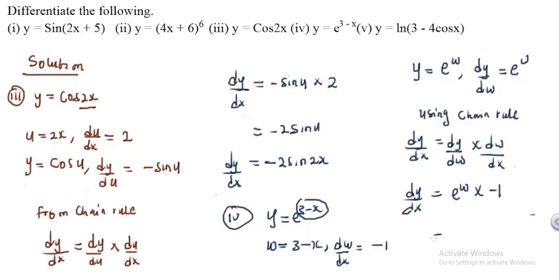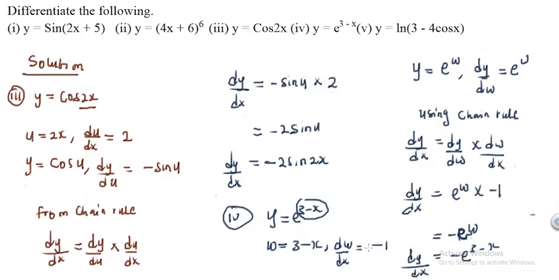Now from here, this is equal to minus 1 times e to the power of w, which is minus e to the power of w. So we can write this as, if you plug in the value of w back into this equation, it becomes minus exponential 3 minus x. So dy dx here is this. So let's take the last example.